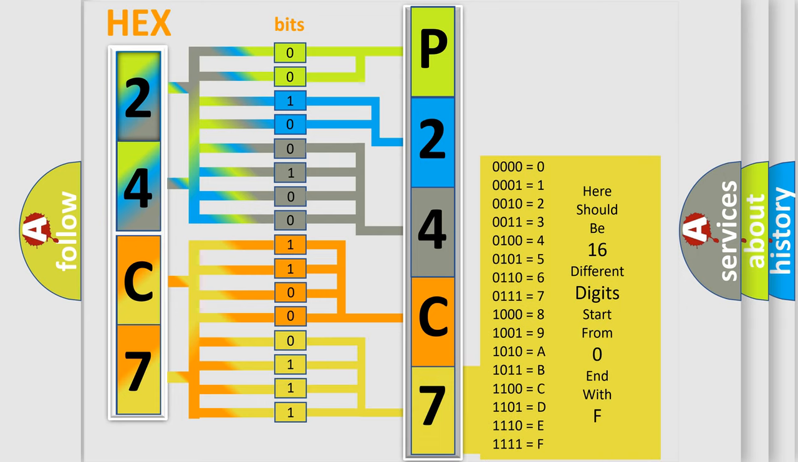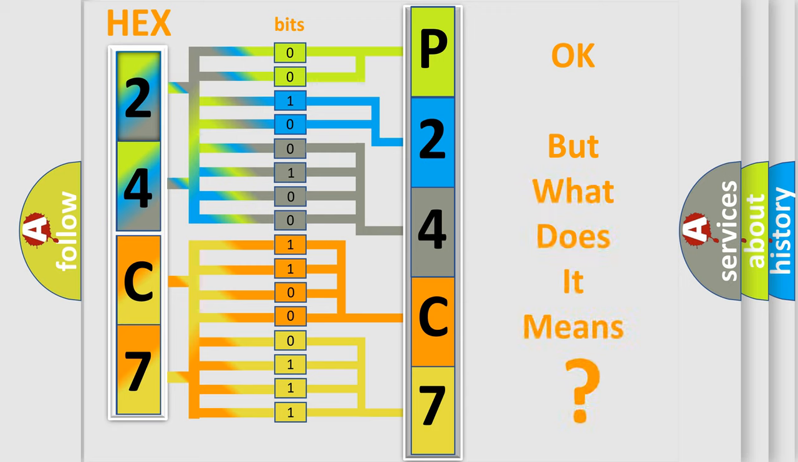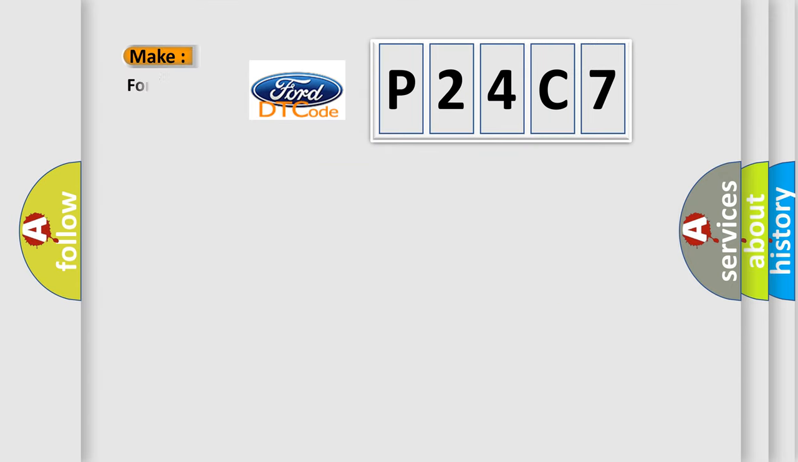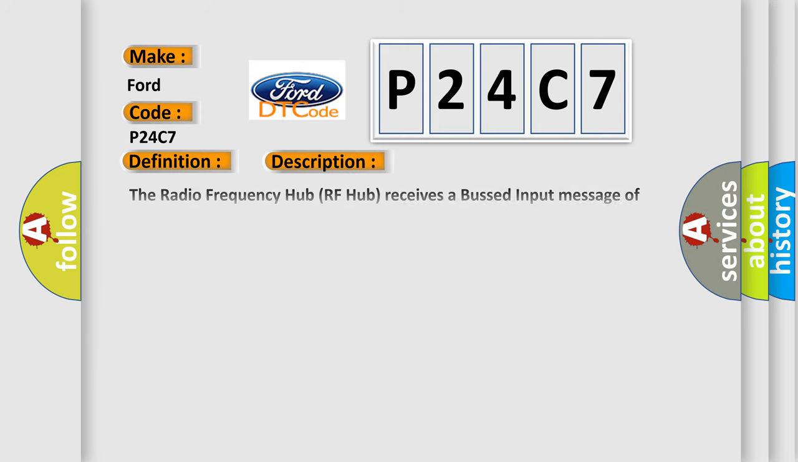We now know in what way the diagnostic tool translates the received information into a more comprehensible format. The number itself does not make sense to us if we cannot assign information to what it actually expresses. So, what does the diagnostic trouble code P24C7 mean specifically for Infiniti vehicles? The basic definition is: implausible ignition switch status message received, general electrical failure. And now this is a short description of this DTC code.